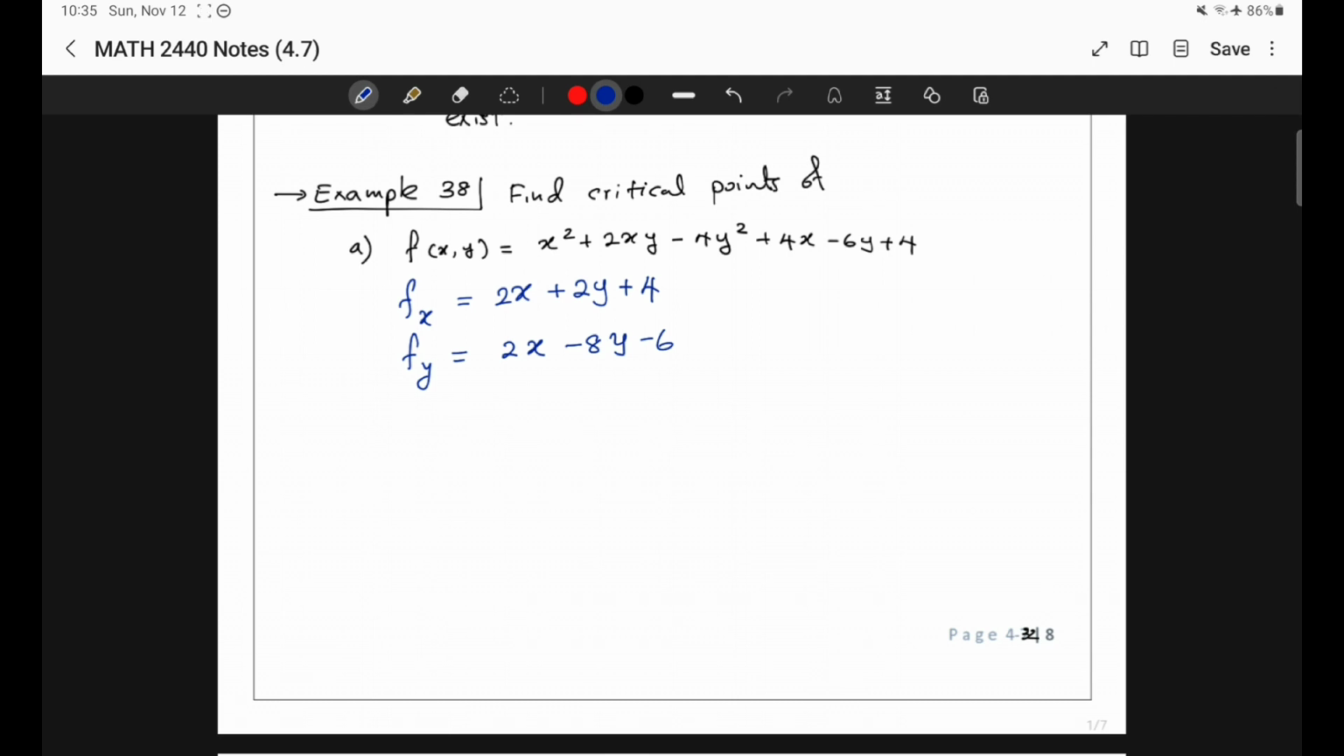Okay, now even though we talked about two ways to find critical points, these are both defined everywhere, over R2. Therefore, there will be no places where partial derivatives are undefined. So the only way we can find critical points is by making them equal to 0. So you make f sub x equals 0 and f sub y equals 0.